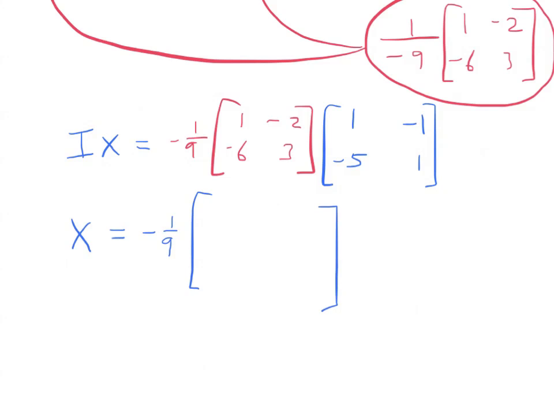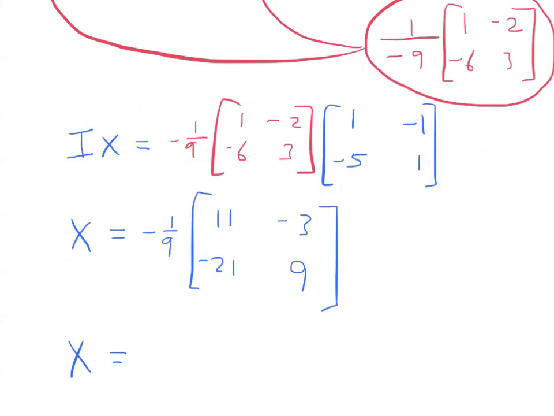So hopefully you've already paused and done that. When I do the first row times the first column, I get 1 and 10, so that's 11. Then I'll have first row, second column, that's negative 1 and negative 2, so that makes negative 3. Then the second row and first column, this is negative 6, this is negative 15, so that's negative 21. And finally, second row, second column, this is 6, this is another 3, so I end up with 9 for that one.